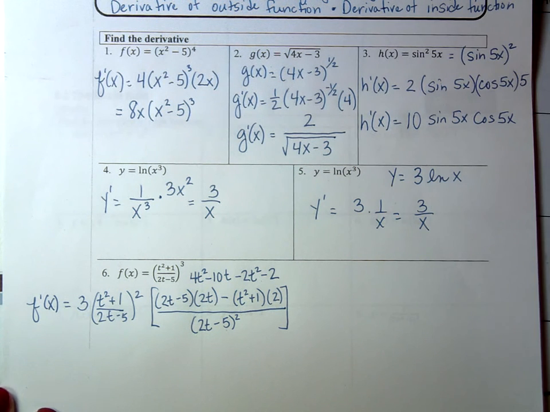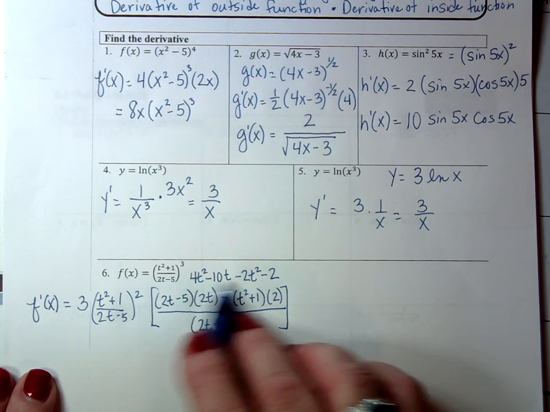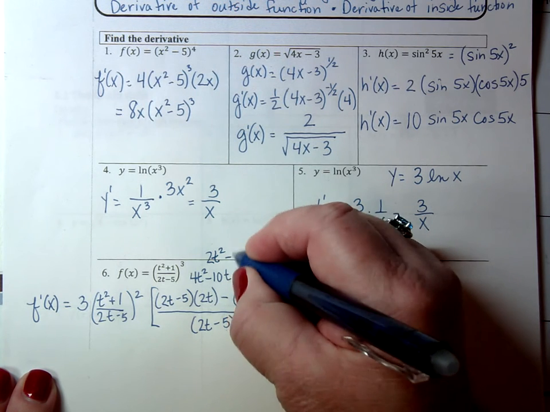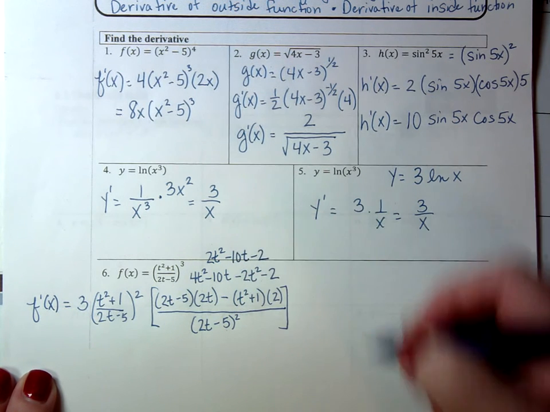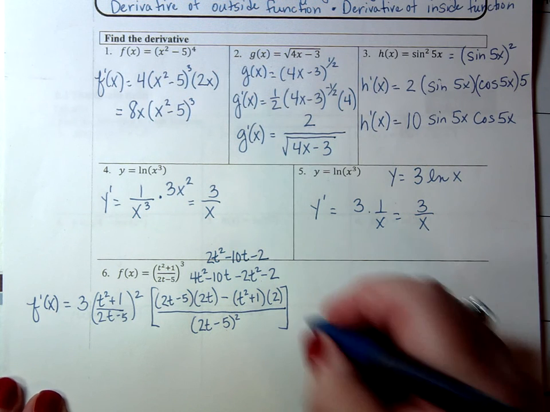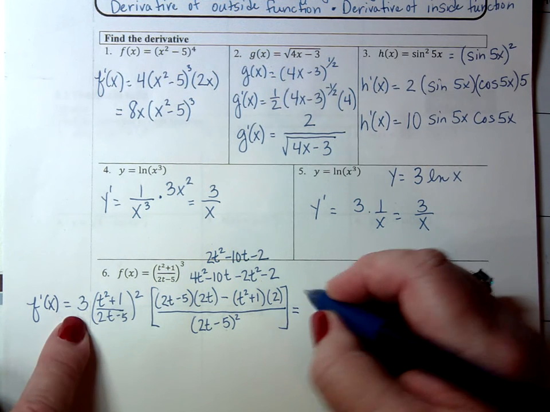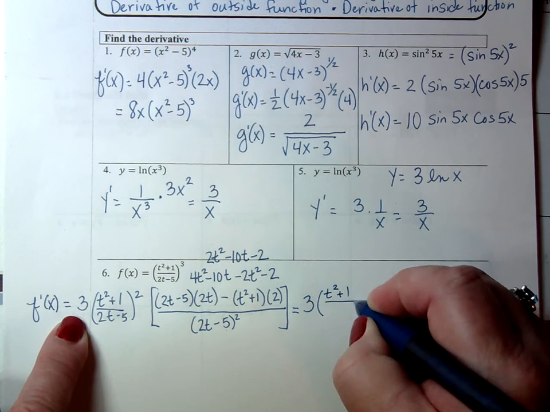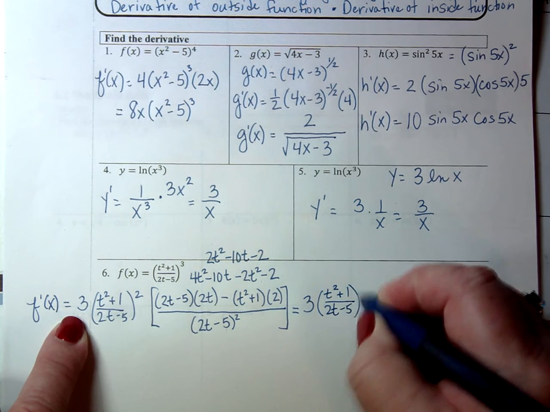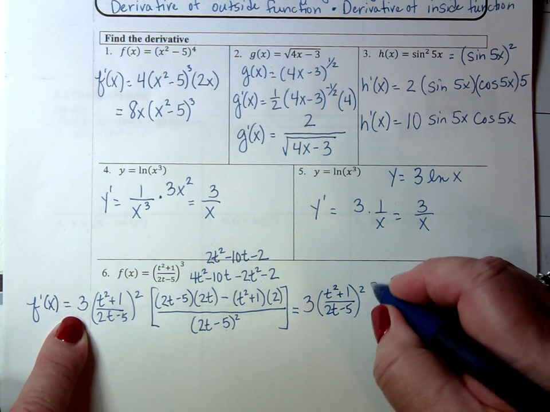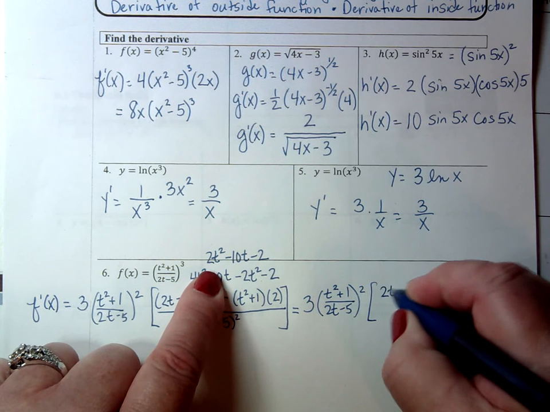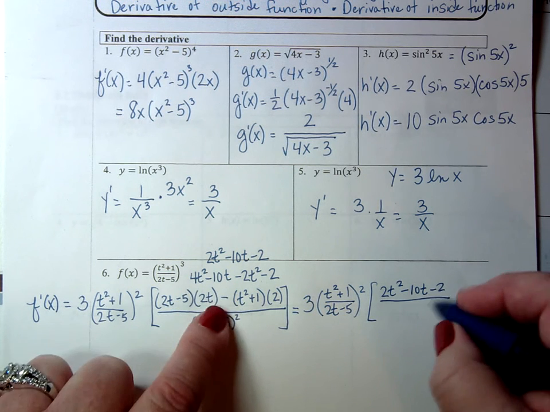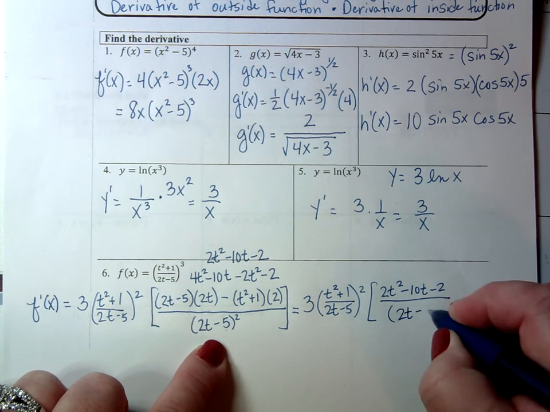So I want to combine like terms next. 4t squared minus 2t squared is 2t squared. And then a minus 10t and a minus 2. Now let's see if we can put this all together. So I'm going back to the beginning. I have a 3. I have this crazy fraction, t squared plus 1 over 2t minus 5, quantity squared. And now I have a 2t squared minus 10t minus 2 all over 2t minus 5 quantity squared.